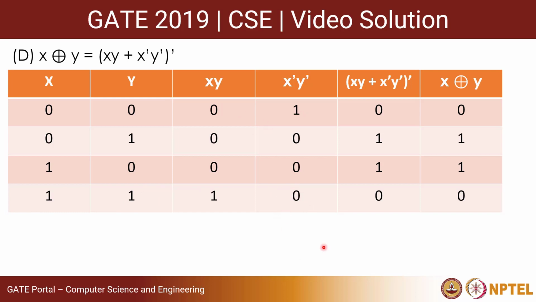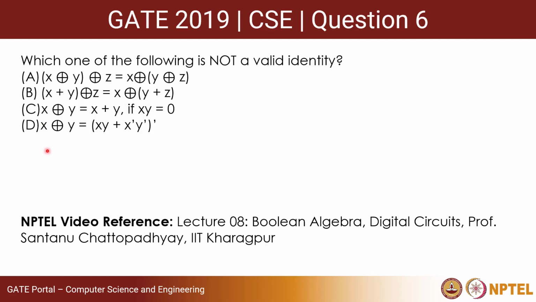So if you take the OR of these two, you will get the same table as the XOR of these two, right? And complement. So if you take the OR of these two, it will be 1 0 0 1. And if you flip the bits, that is take the complement, you will get 0 1 1 0. Okay. So this is the correct identity. So which of these is not a correct identity? The correct answer is option B. I hope you all get it. Thank you.